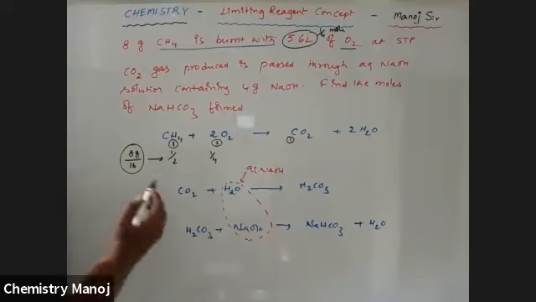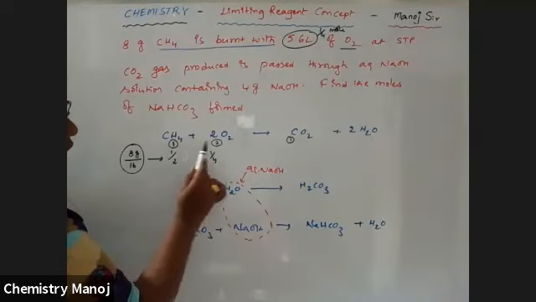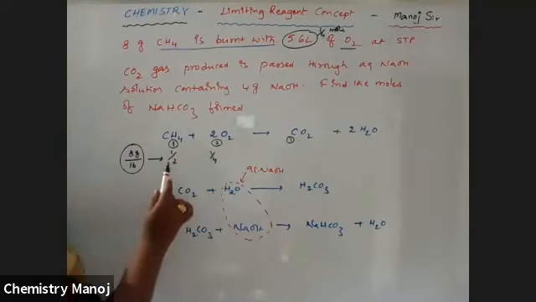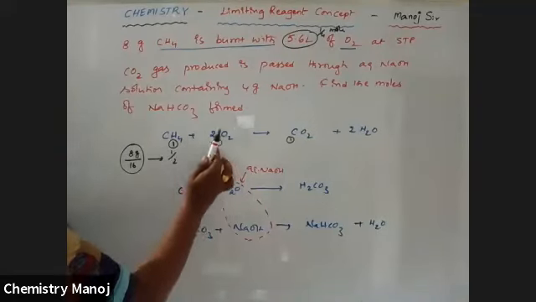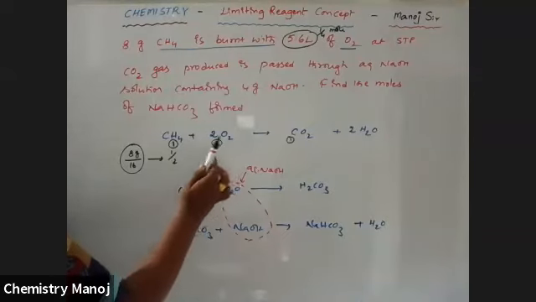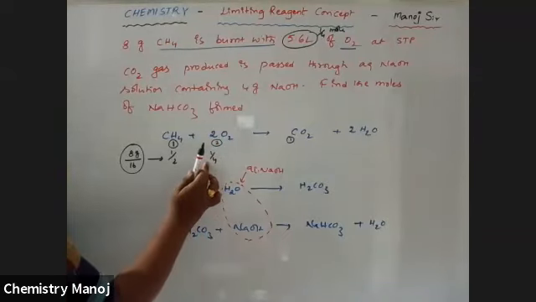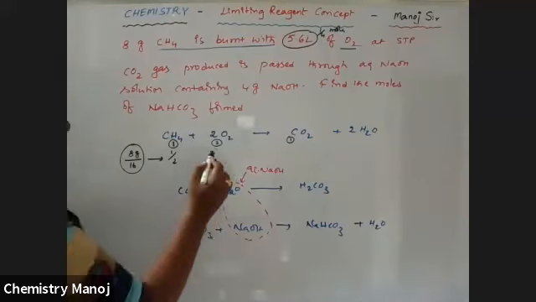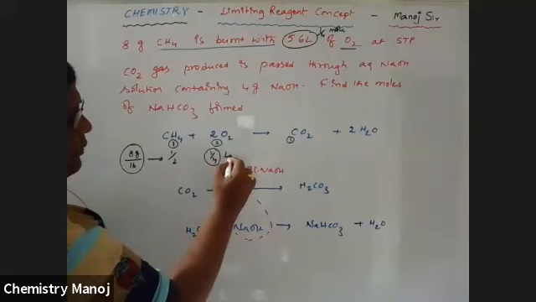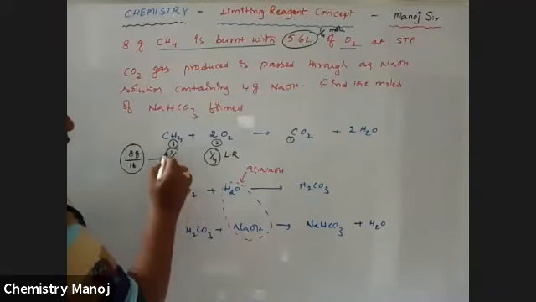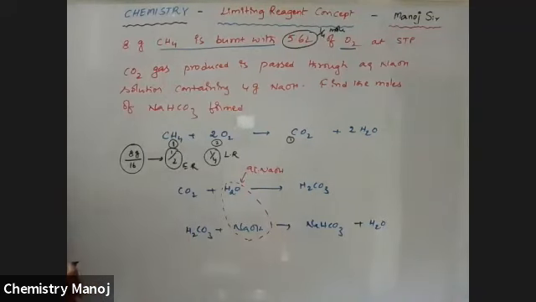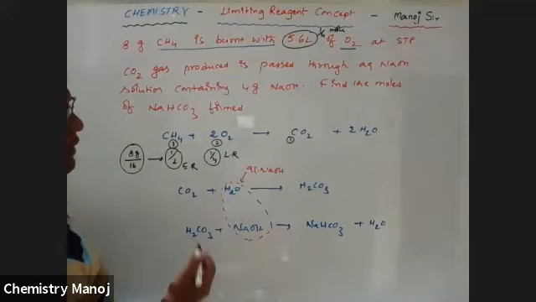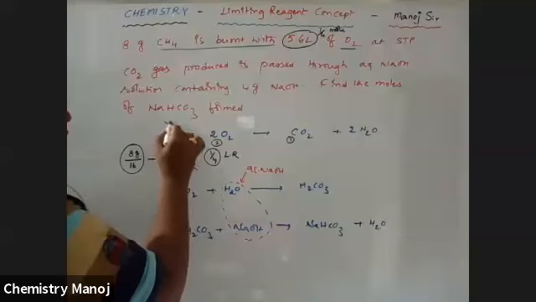As per knowledge, 1 mole reacts with 2 moles. Half mole reacts with 1 mole. Actually, half mole requires 1 mole, but there is only 1 by 4 mole. That is less than required. That's why this 1 by 4 is the limiting reagent, and this 1 by 2 is the excess reagent. Therefore, calculation is made with the limiting reagent. That means the excess is neglected.